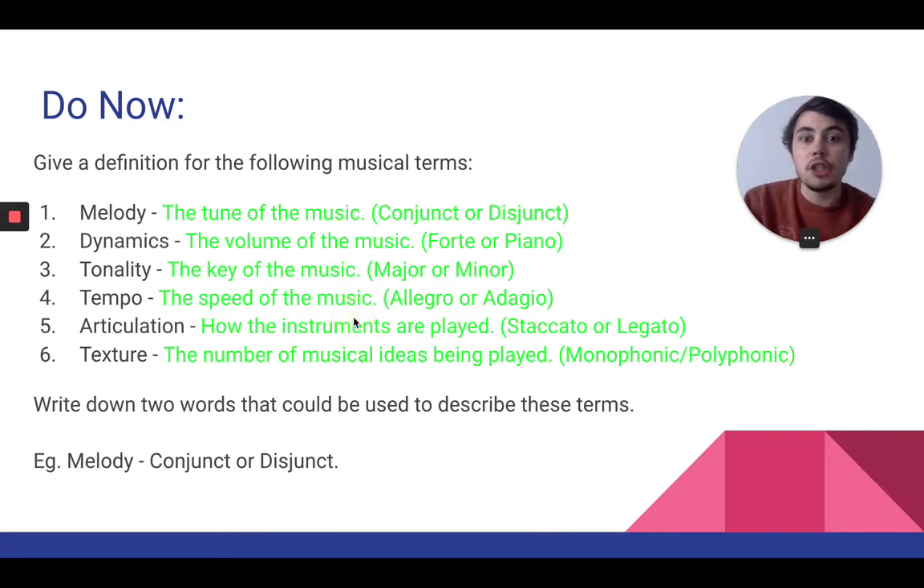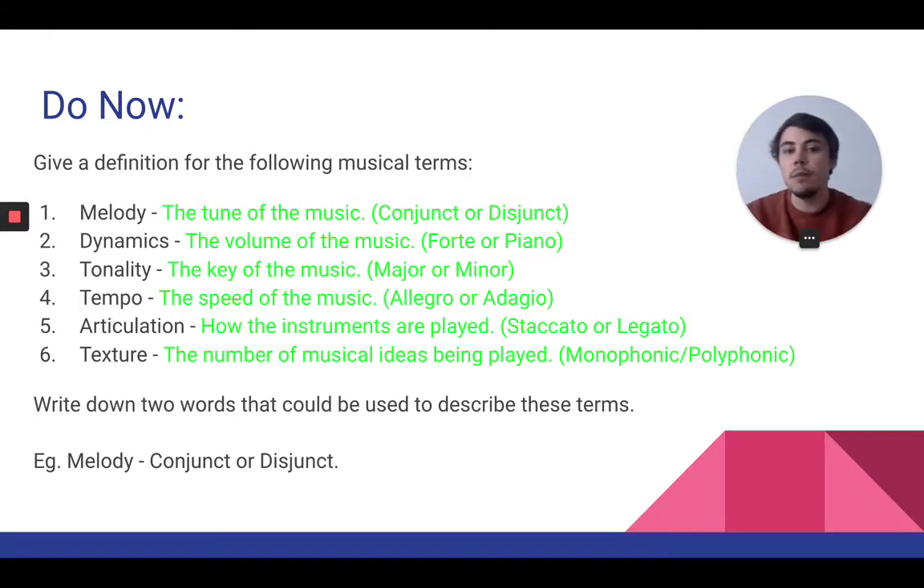So the melody is the tune of the music, and you would describe it as conjunct or disjunct. Dynamics is the volume of the music, forte or piano. I'll accept answers like fortissimo, pianissimo, mezzo forte, mezzo piano, etc. The tonality is the key of the music, major or minor. I'll also give you the marks if you went with atonal or modal, but we might not have got onto them yet, so don't worry if you don't know what they mean.